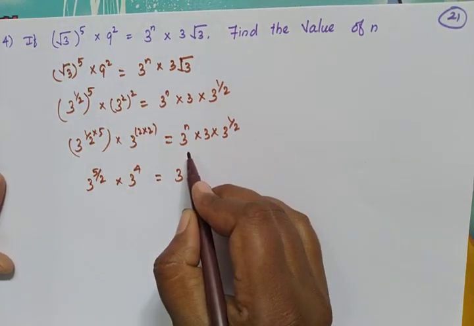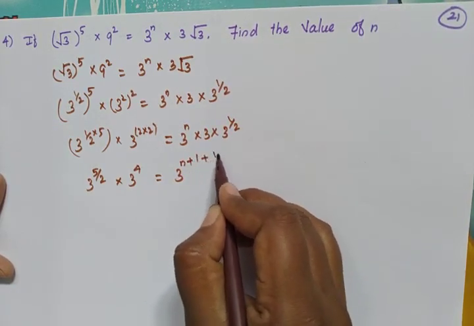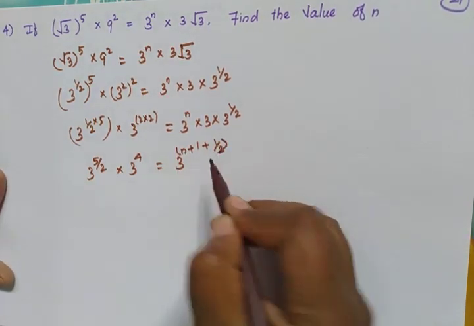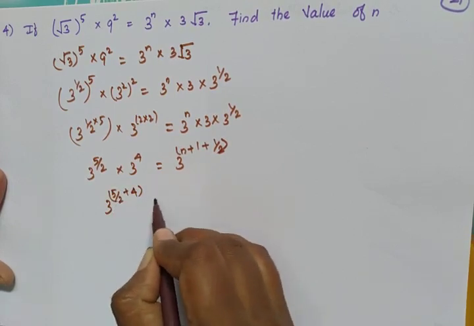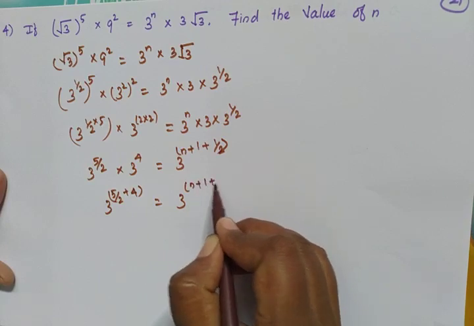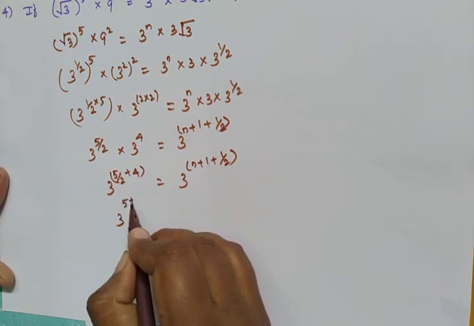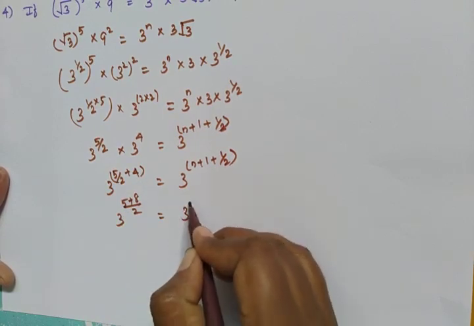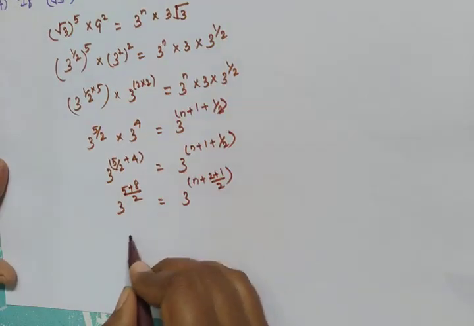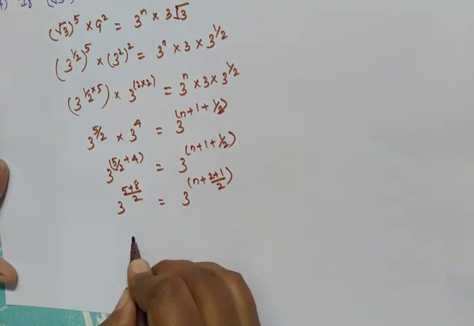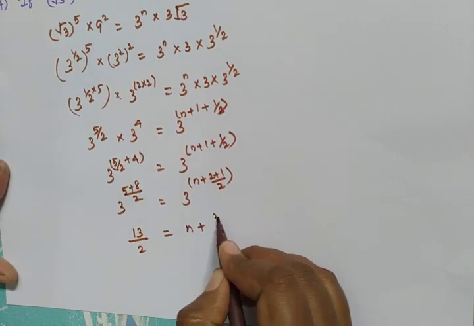Here every base is common, so we can take this as n plus, it is 3 power 1 plus 1 by 2. Therefore, we can write this as 3 power 5 by 2 plus 4, since here also the base is common. So it is equal to 3 power n plus 1 by 2, which is equal to 3 power, now multiplying, 5 plus 8 by 2, which is equal to 3 power n plus 2 plus 1 by 2. Since the bases are common, we can take 13 by 2 equal to n plus 3 by 2.